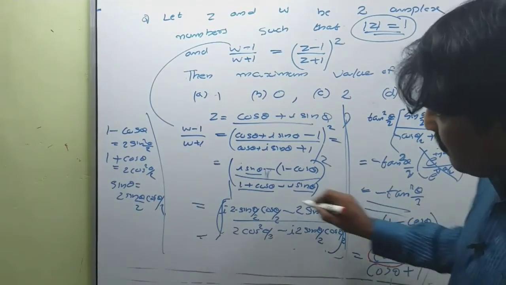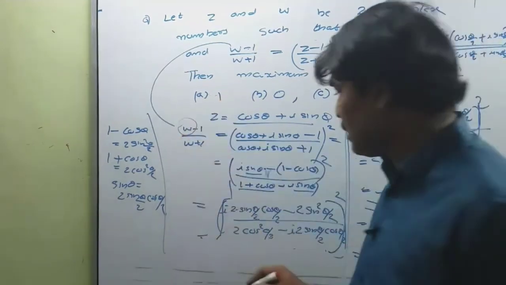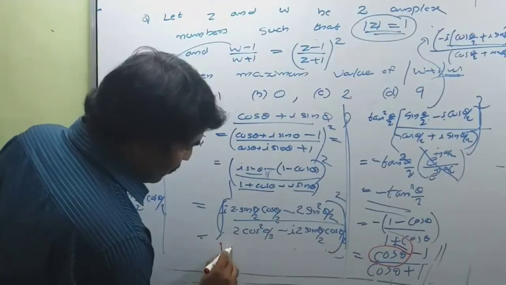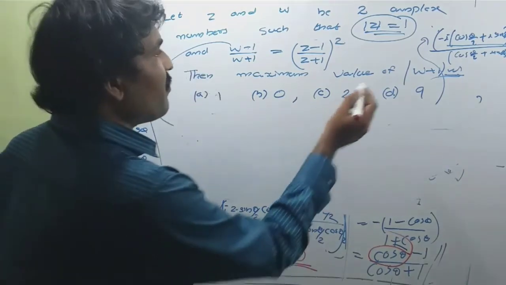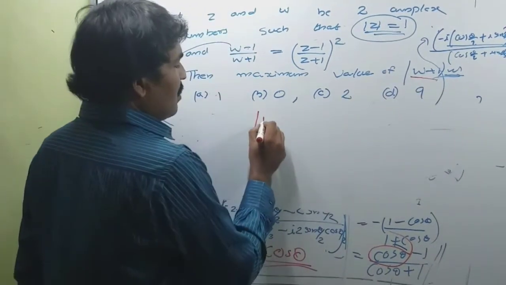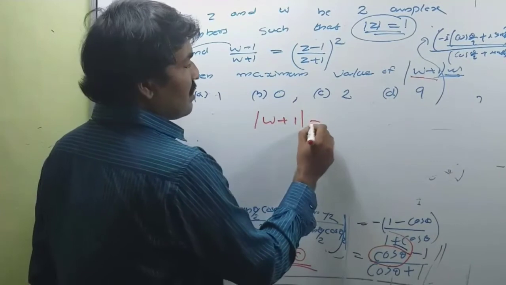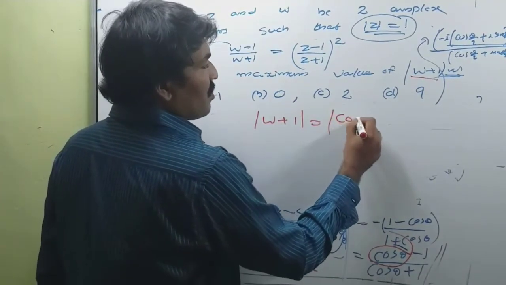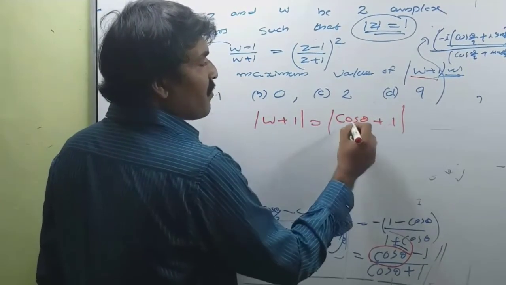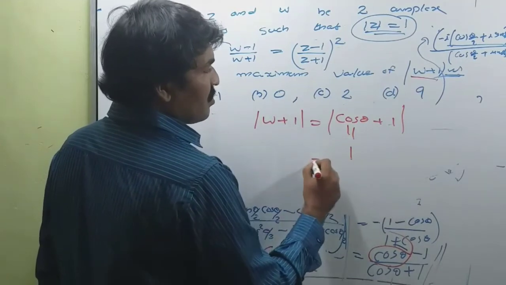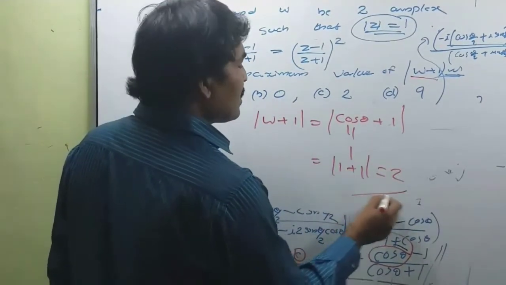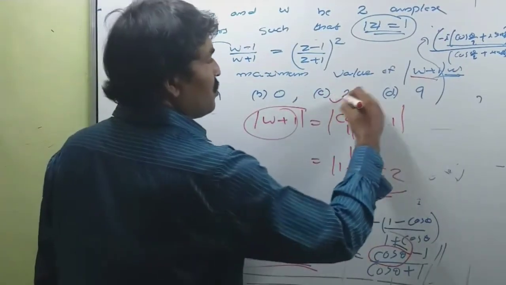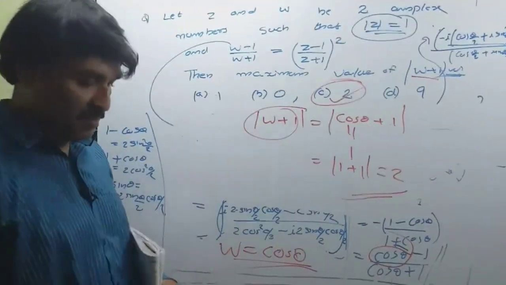W becomes cos theta, that is, W is equal to cos theta. Maximum value of W plus 1 is equal to maximum value of cos theta plus 1. The maximum value of cos theta is equal to 1, so the value of this becomes 1 plus 1 is equal to 2. So the maximum value of this is equal to 2. This is the answer.